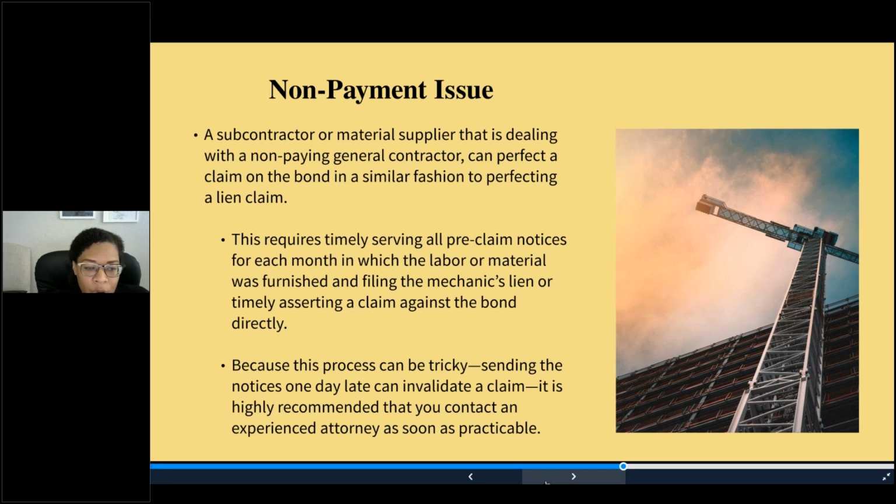A subcontractor or material supplier that's dealing with a non-paying general contractor can perfect a claim on the bond in a similar fashion to perfecting a lien claim. This requires timely serving the pre-claim notices for each month in which the labor or materials were supplied, and filing the mechanics lien timely. As you know, this process can be tricky. Even sending the notices one day late or with the wrong language can completely invalidate a claim. So be very careful when you're facing issues with perfecting either a lien or a bond claim.